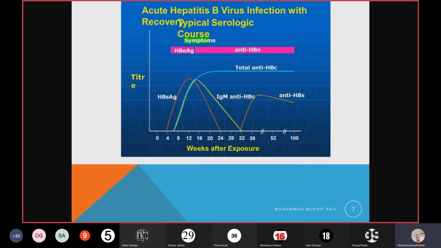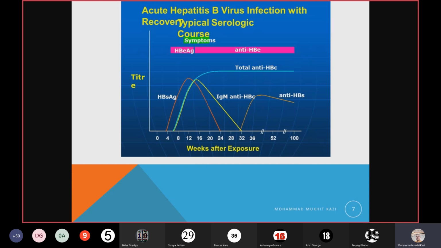Acute hepatitis B virus infection with recovery, typical serological course. If you look at the y-axis, there is a titer. Titer, we know now, is the quantitative measurement of the amount of antibody, right? If you remember. And on the x-axis, there are weeks after exposure. In the first 4 weeks, almost 1 month, because 1 month is the incubation period. So after 1 month, you start seeing the HBs antigen. If you see that brown color, I think it is HBs antigen positive. So initially antigen is positive.